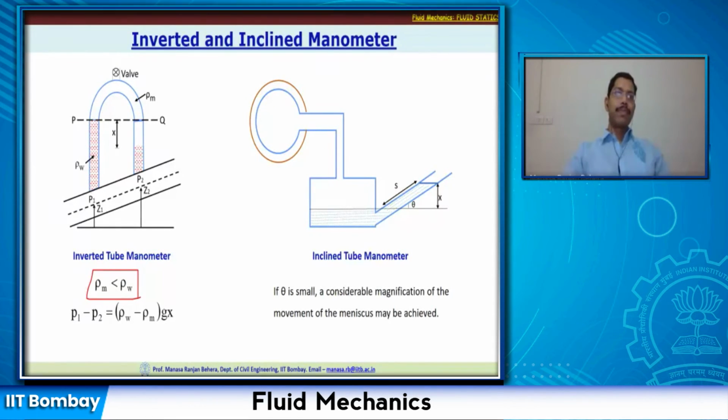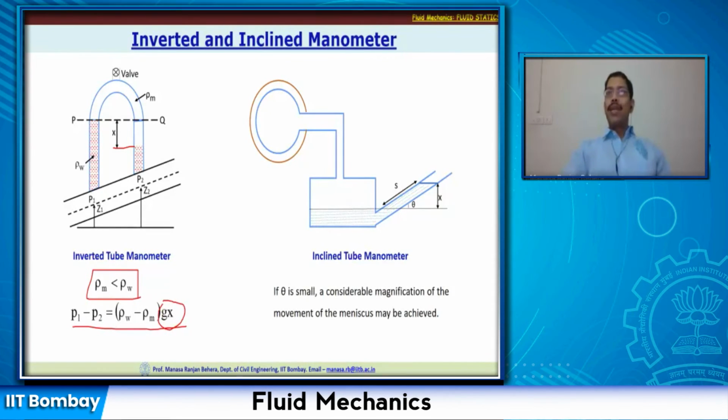So you will use inverted tube manometers when the manometric fluid density is less than the working fluid. And if you write down the expression in the same way, you will get P1 minus P2 is equal to (rho W minus rho M) into G x. So x is again the difference in the manometric fluid.